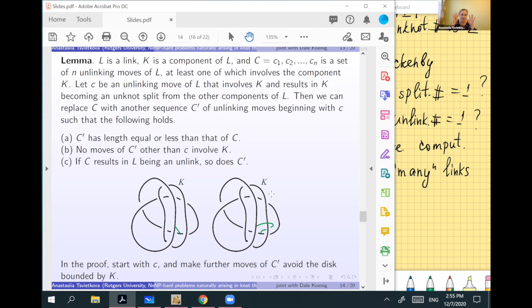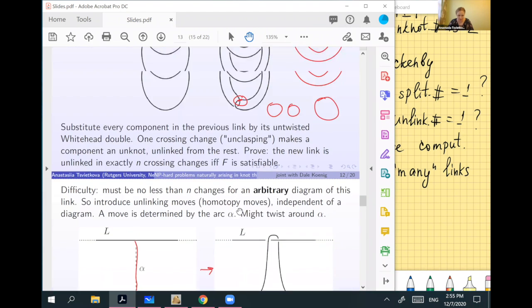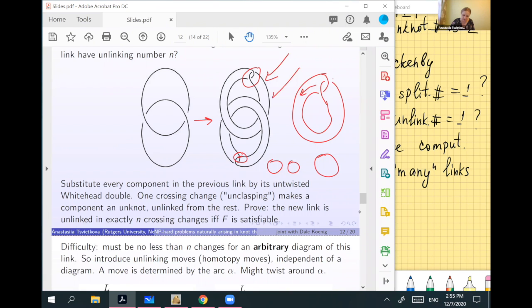So once again, I know that in that very first diagram, with all those Whitehead doubles, I can do n unlinking moves, and my diagram will be unlinked if and only if my formula is satisfiable. I will just mimic the proof of the unlink as a sublink problem.